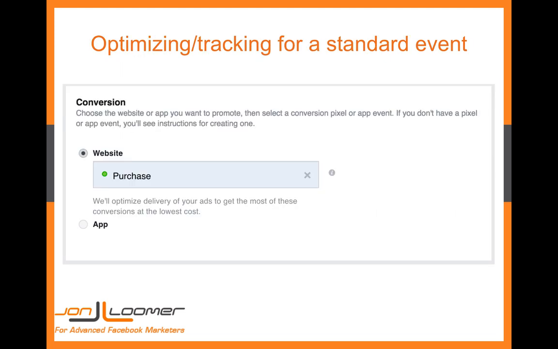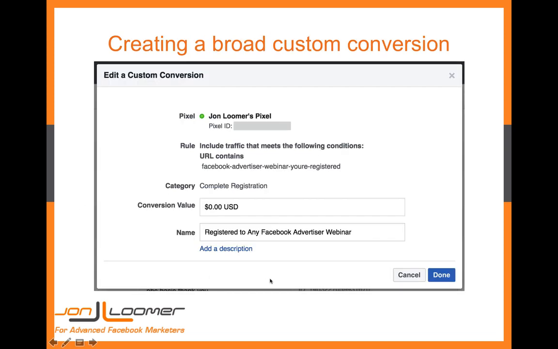But here's an example. Instead of optimizing for a very specific purchase, we can instead just select that purchase standard event that will aggregate all those purchases that have been made across my website. And that could give Facebook more volume to work with to better optimize. But also consider, you could use a custom conversion, but maybe there aren't a lot of conversions that have been executed on that specific custom conversion, right?